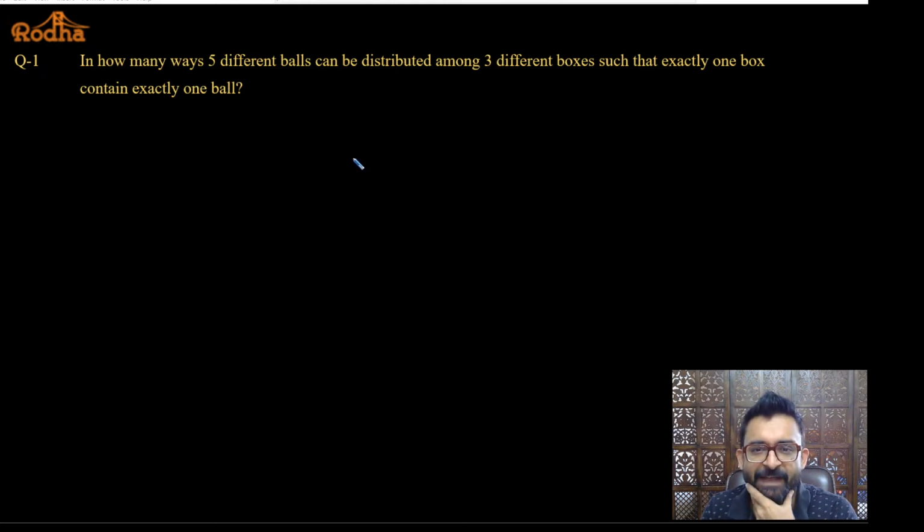In how many ways can 5 different balls be distributed among 3 different boxes, such that exactly one box contains exactly one ball?